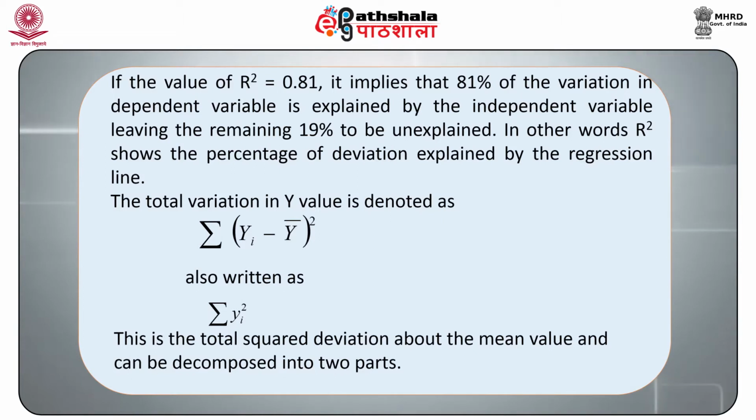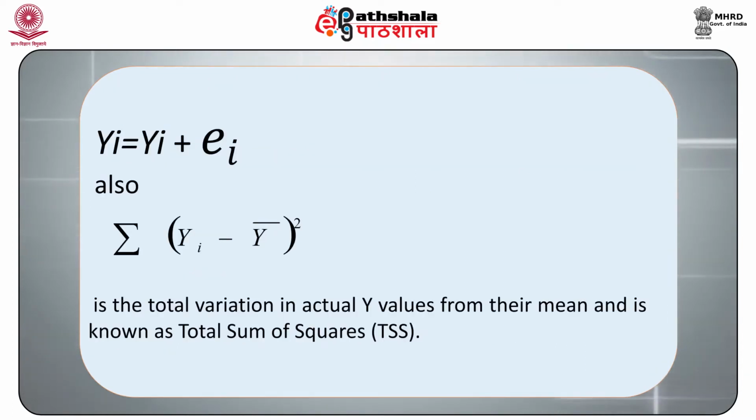Now, this summation yi square is the total squared deviation about the mean value, and it can be decomposed into two parts. As we know, capital Yi is equal to yi hat plus ei, where ei is the error term, which is the unexplained part. So you will find that summation (yi minus y bar) square is the total variation in actual y values from their mean and is known as the total sum of the squares, or TSS.